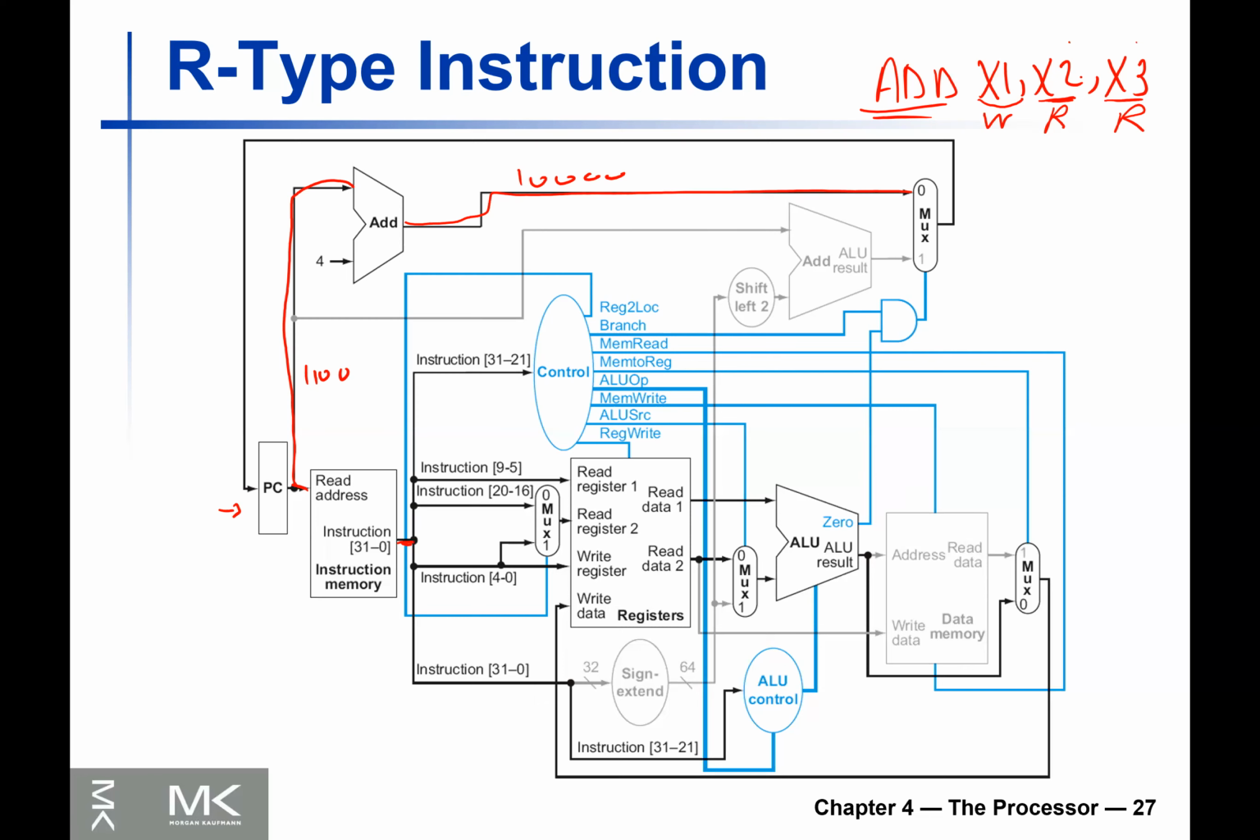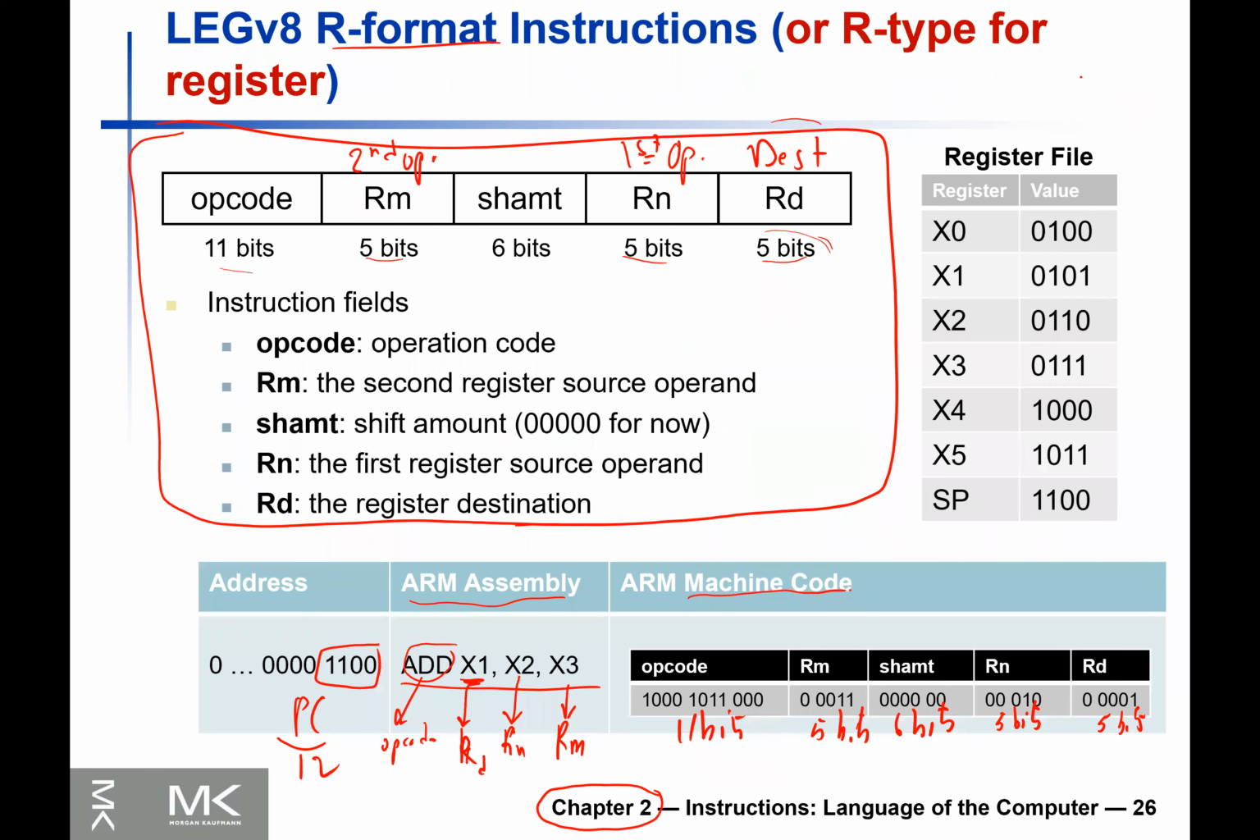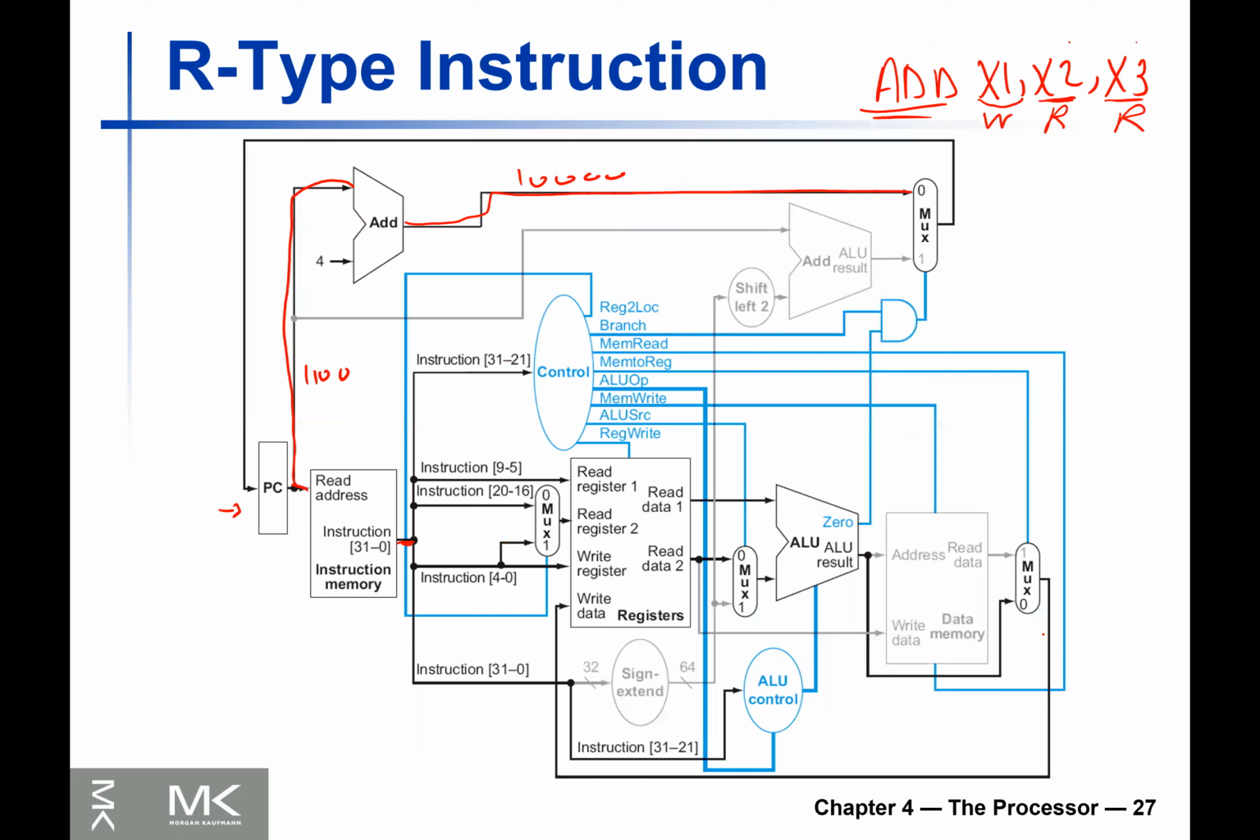So we have to read x2. x2 is the first register. Is that right? The number of bits in here are from 0 to 4, 5 to 9. So the first register is 5 to 9. Okay? First register.